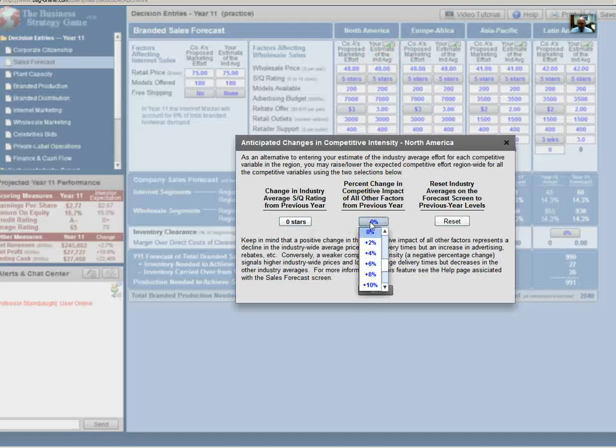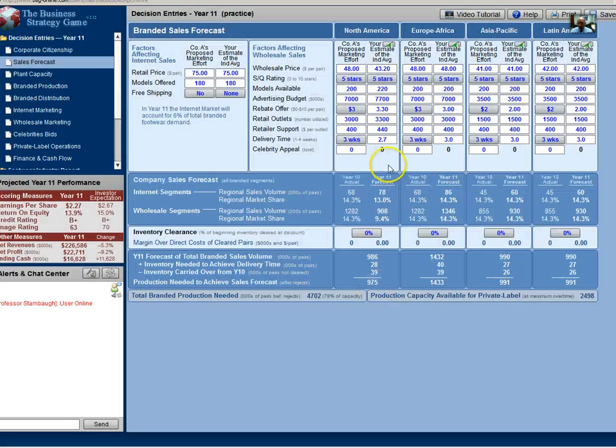I can go in and say I want to make it 10% more competitive, and you can see that by making it 10% more competitive, I dramatically changed my sales. I went from 1.3 million to under a million shoes, and that's why these are critical.